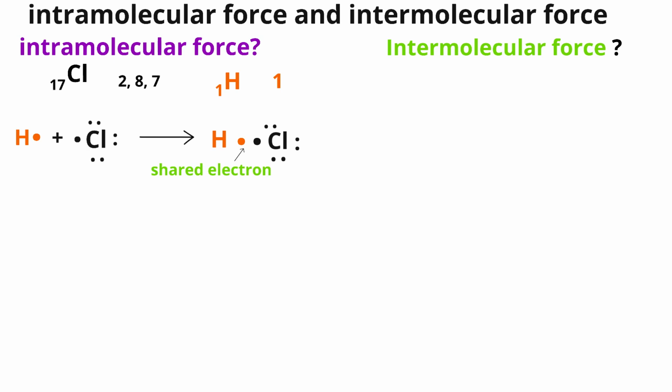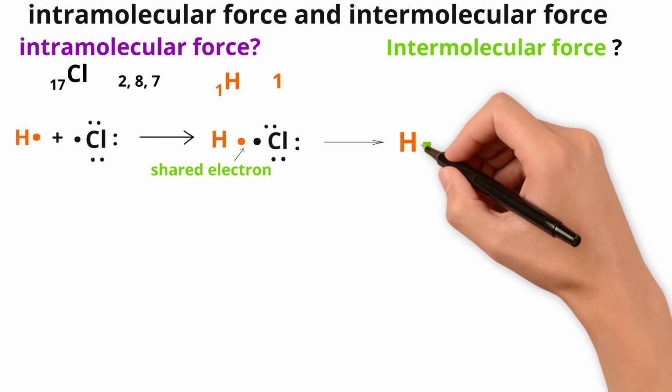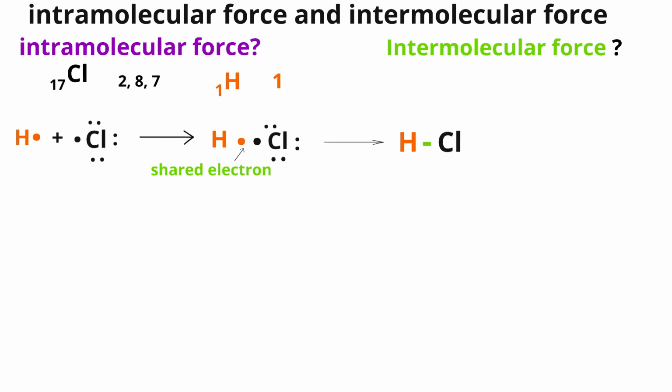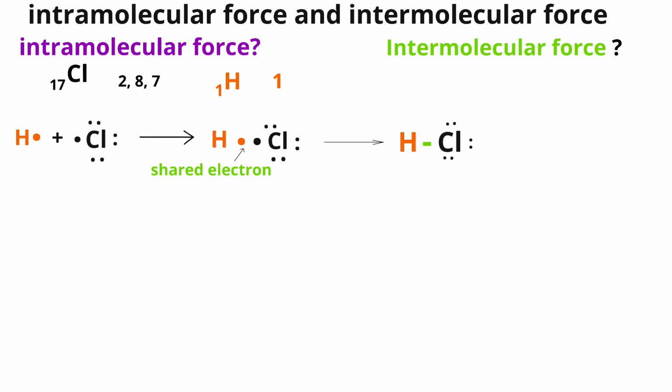Again, this single bond is formed from one electron from hydrogen and the other electron from chlorine. And this single bond is also known as the bonding electrons.